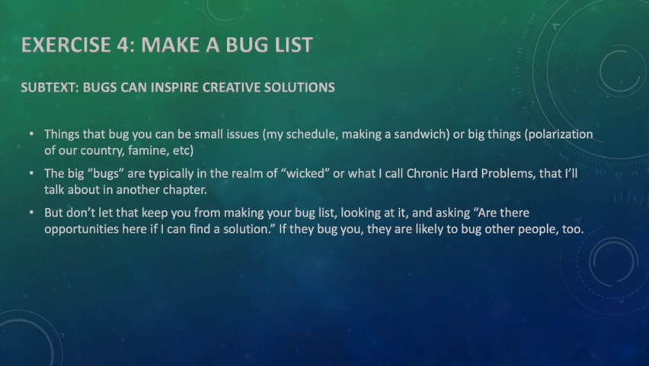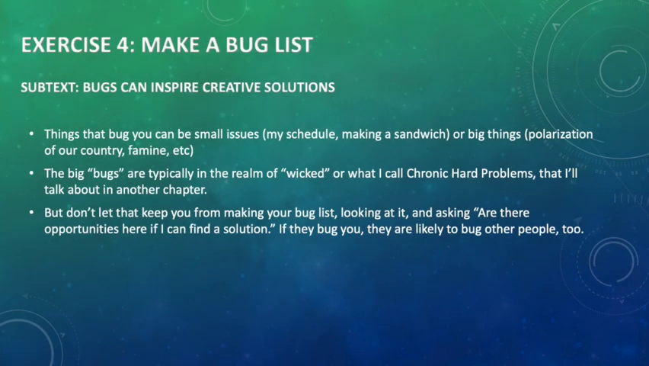So things that bug you can be small issues, my schedule, making a sandwich, or big things, polarization of our country, famine. The big bugs are typically in the realm of wicked, or what I call chronic hard problems. And I'll talk about that in another video. But do not let that keep you from making your bug list, looking at it, and asking, are there opportunities here if I can find a solution? And if they bug you, they're likely to bug other people too.